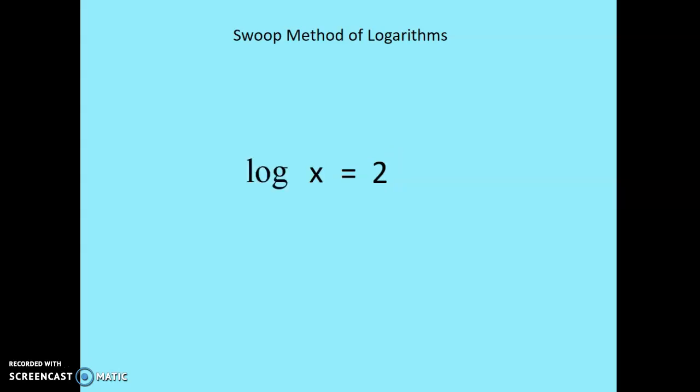Okay, the next one, because there is no base, we can put it as a 10. So we smash the log. The 10 goes the other side. So 10 is now the base for the exponent of 2. And what is 10 squared equal to? Well, 10 squared is equal to 100, so x is equal to 100.